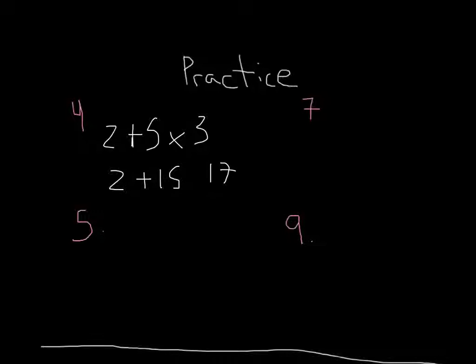Multiplication comes before addition. Number 5, same page. Number 8, 12 divided by 3, minus 1. Alright, so according to PEMDAS, you do 12 divided by 3 first. So you do 12 divided by 3, which is 4, minus 1, which is 3.